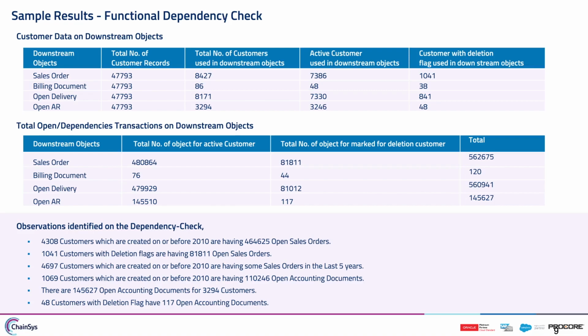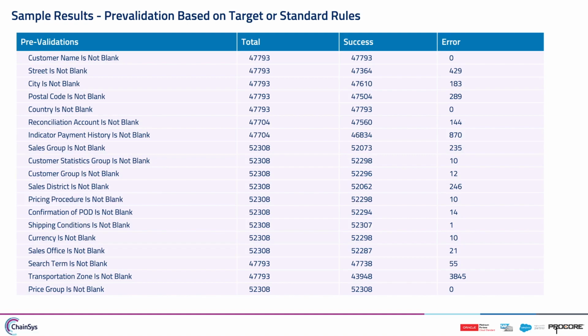This can be done against a target environment if you already have an S/4 sandbox, or based on the source system configuration, these validations can be carried out. For example, customer name is not blank, street is blank, city is not populated, or transportation zone is not populated. These are some sample results from the data assessment. I'll quickly proceed to the next topic.